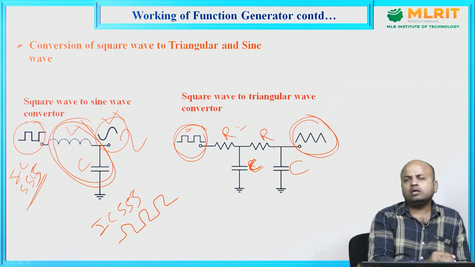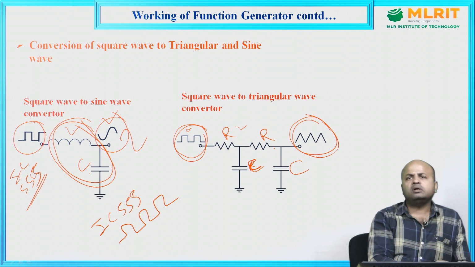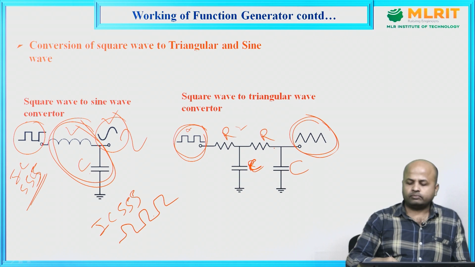In this way, we have generated all the 3 waveforms: first is square wave, sine wave and triangular wave using IC555. So this was the working principle of IC555, how it is used as a function generator to generate the sine wave, square wave and triangular wave.